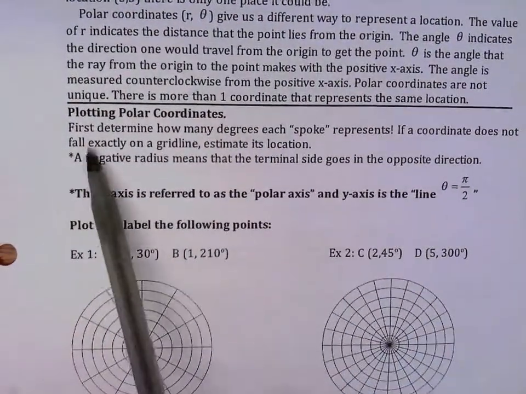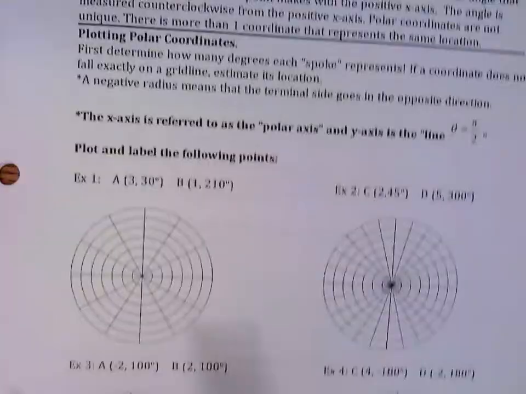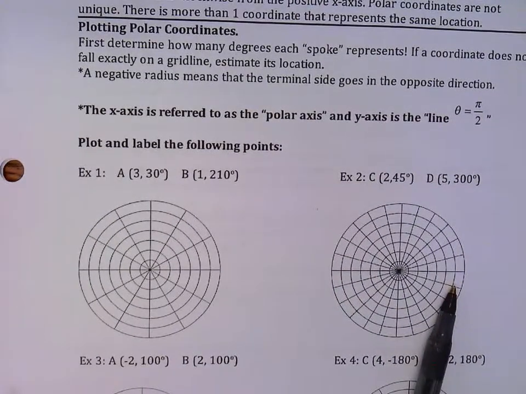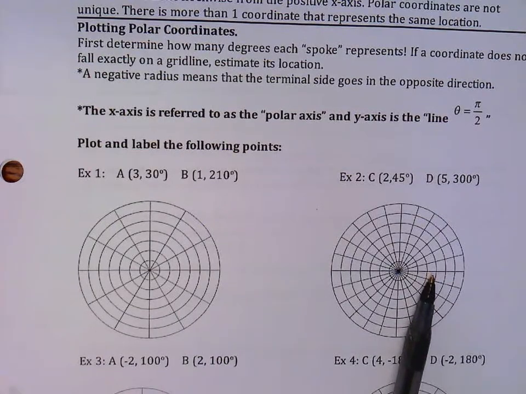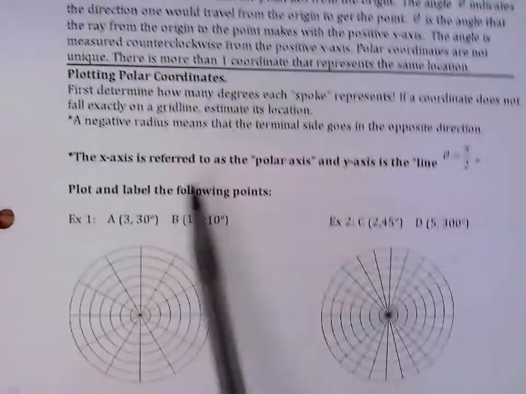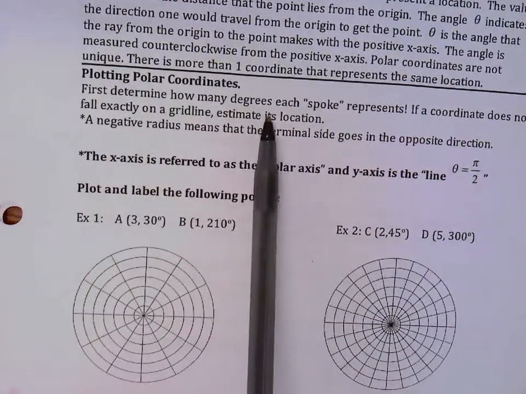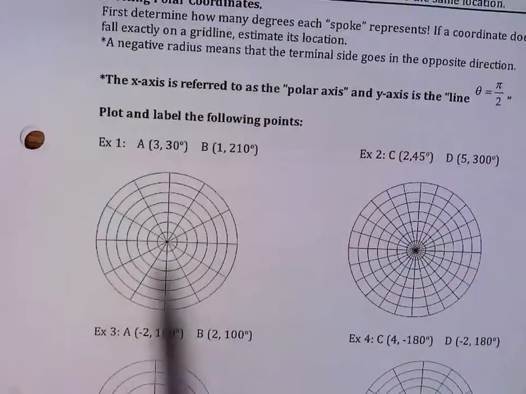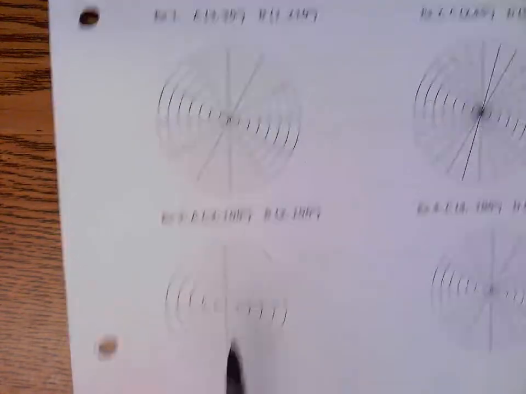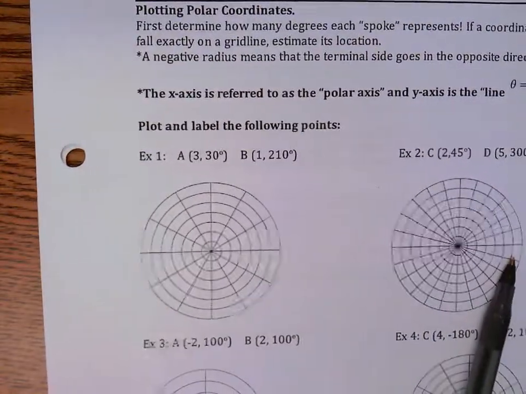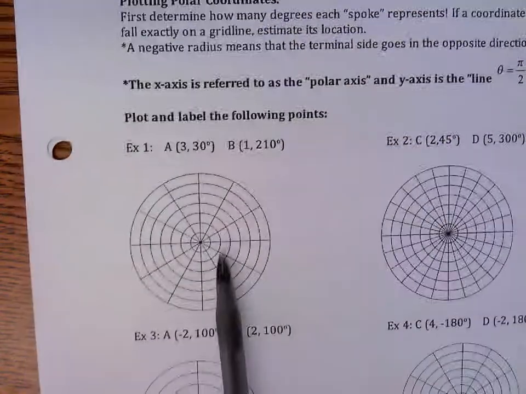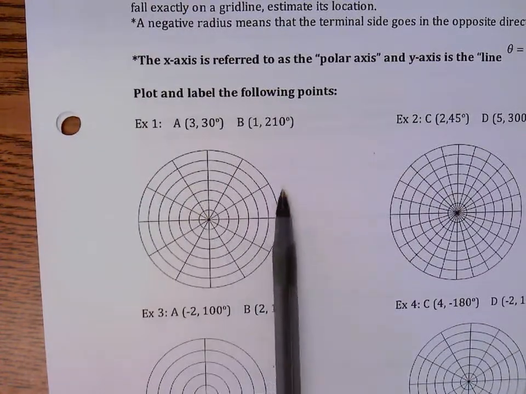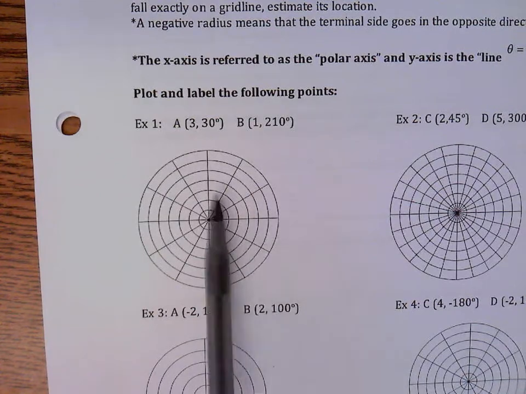All right, so plotting polar coordinates. These are new polar graphs that you probably haven't seen before. Most of the time, I'm not going to give you polar graph paper. We're just going to use rectangular graph paper and kind of estimate, but it's kind of cool looking. But first, you have to determine how many degrees each spoke represents. See how there's fewer spokes here, there's more spokes here, there's even fewer spokes here. So you need to know what angle those spokes are representing. And then if it doesn't fall on a grid line, just estimate. So obviously, if it was 37 degrees, there's no grid line. You have to estimate. It's between this and this.